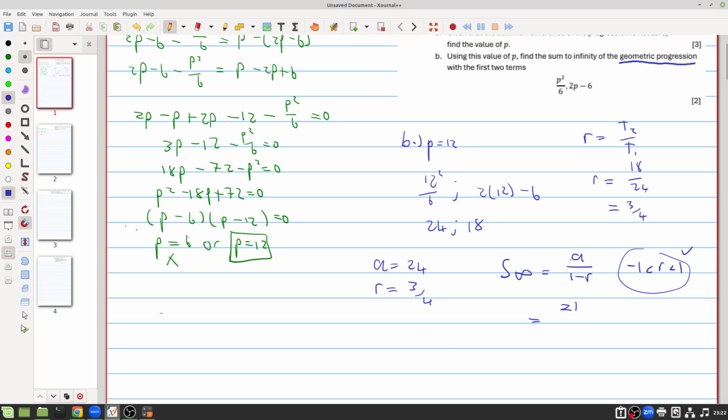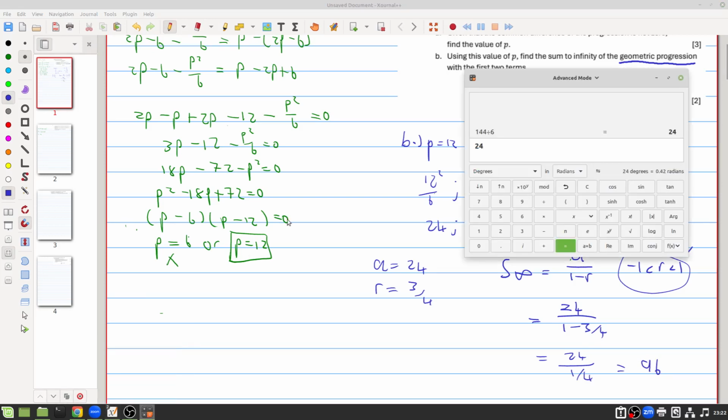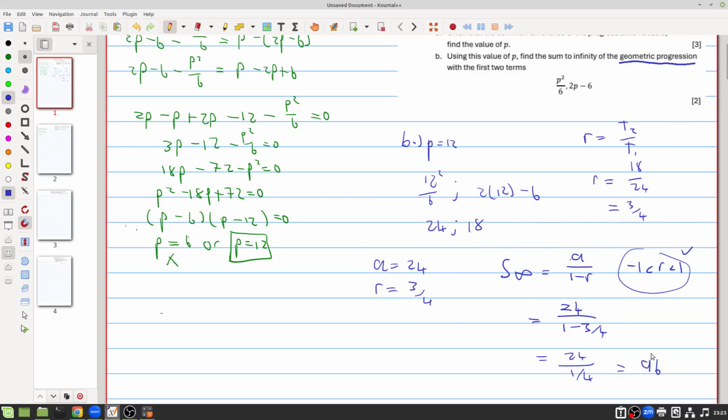So A over 1 minus R. That gives us 24 over, and 1 minus 3/4 is 1/4. And 24 divided by 1/4, I believe, is 96. Let's just do that quickly. So 24 divided by 1/4 is 96, correct. Okay, so there is our answer to number B.